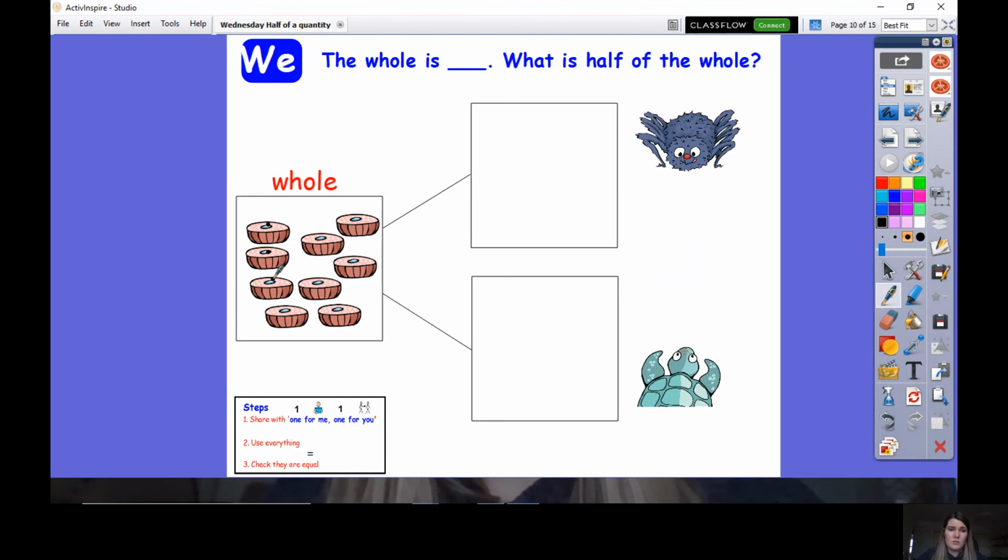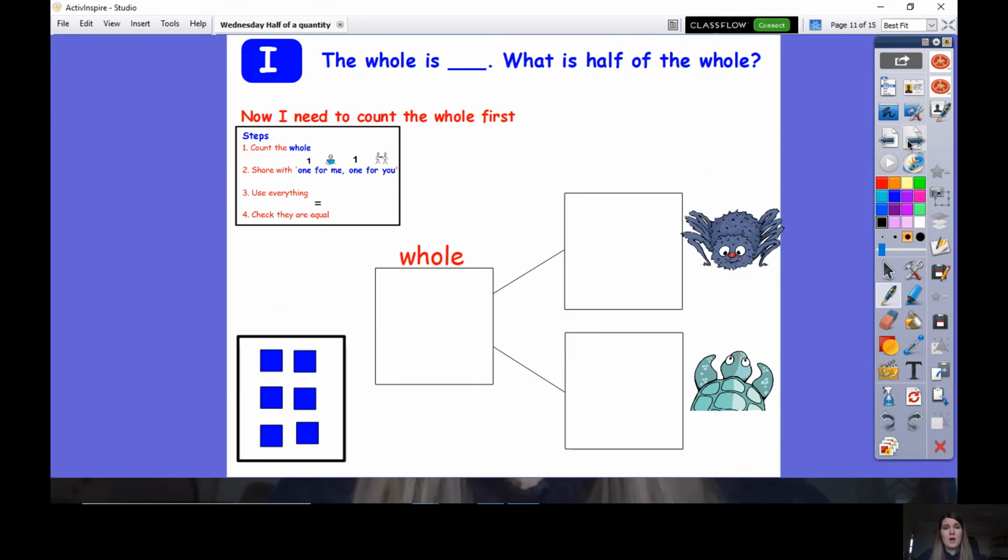We had 1, 2, 3, 4, 5, 6, 7, 8, 9. The whole is 9. And when we half it, it's 5, 4, which means it's not equal. We can't half the number 9. Very well spotted, everyone. Okay, this time we're just going to draw.